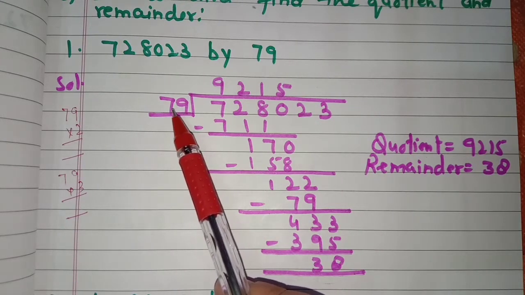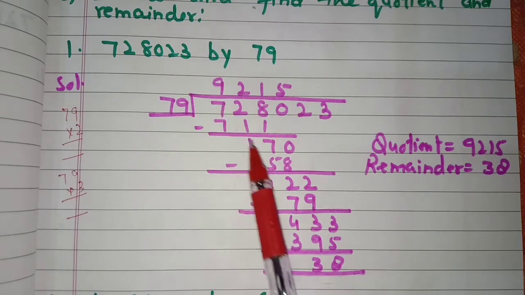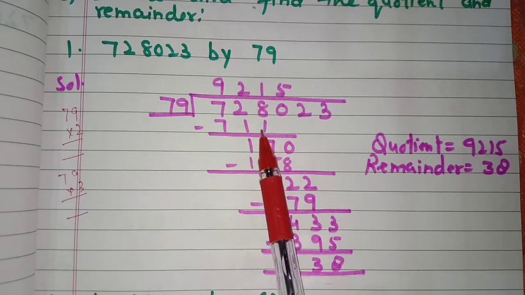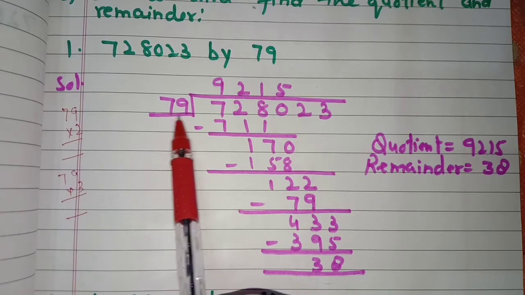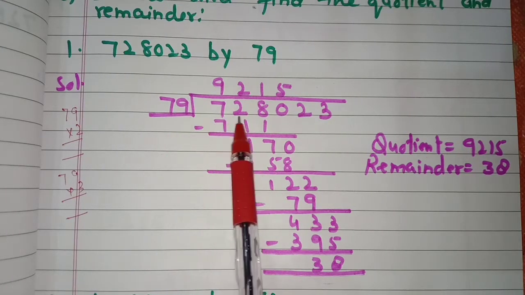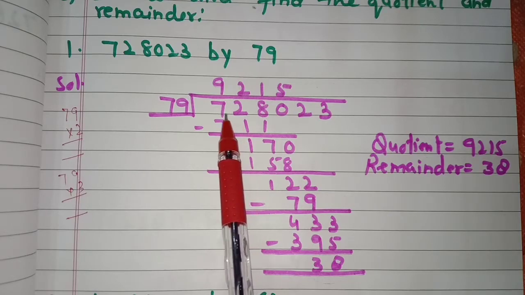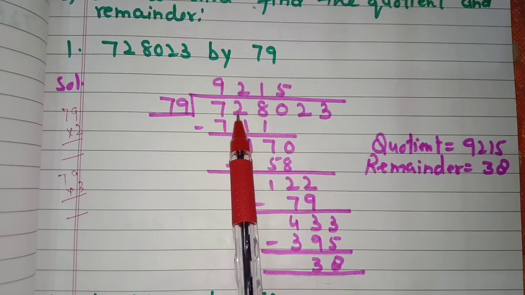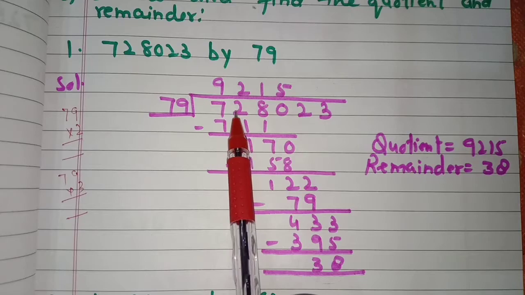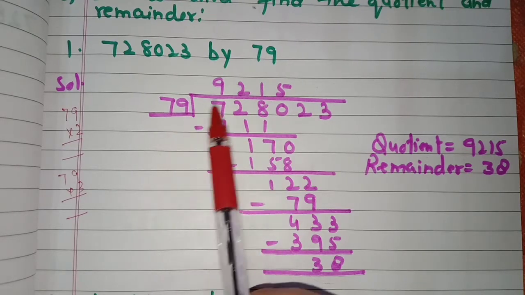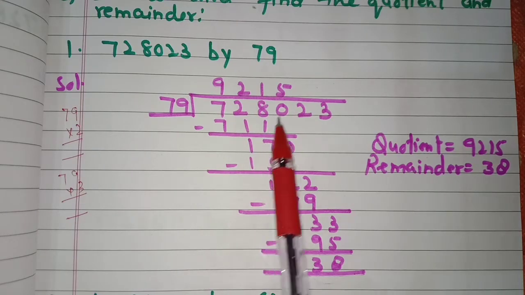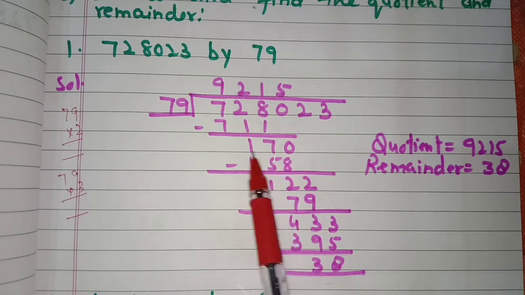So when you will see that 79 into 9 will give you 711, which is closer to 728. Why? Because if the divisor is of 2 digits, we need to go for 2 digits in the dividend, but the number formed by these 2 digits should be greater than or equal to the divisor. Here it is less, so we need to take 3 digits. Fine. So 79 nines are 711, and after subtraction you will get 17.